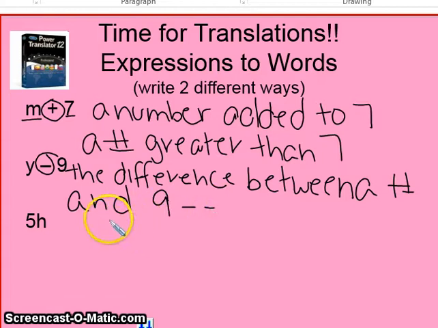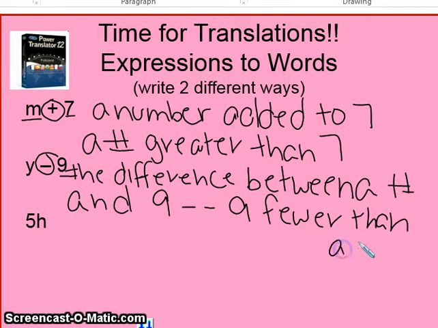Now another way you could write that is to use fewer than. Now when you use fewer than, the last number needs to come first. So I would say 9 fewer than a number. When we do subtraction, we really need to watch out for that, because when we use fewer than, the number that we're subtracting always comes before the number we are subtracting from. That's why it's 9 fewer than a number.